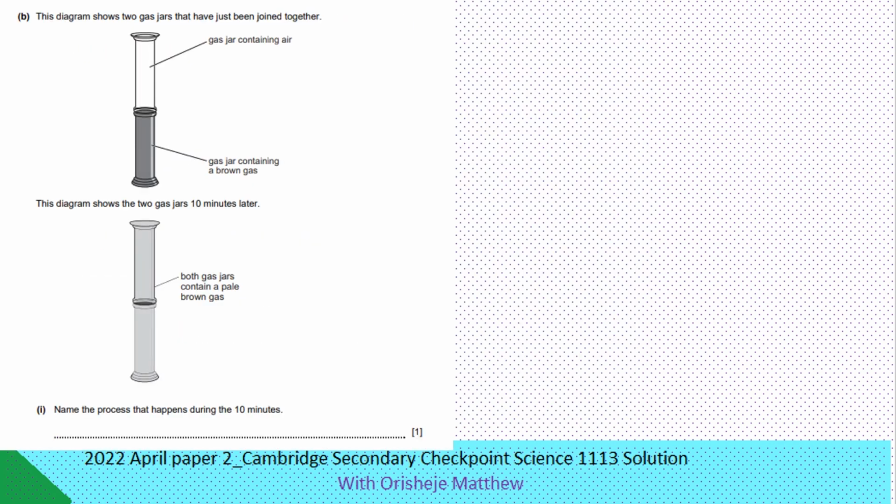Question 5b. The diagram shows two gas jars that have just been joined together. Gas jar containing air, gas jar containing a brown gas. This diagram shows the two jars 10 minutes later. Both jars contain a pale brown gas. Name the process that happened during the 10 minutes. Diffusion of gas.